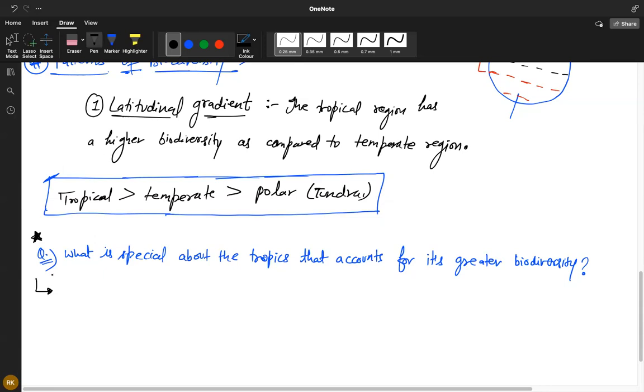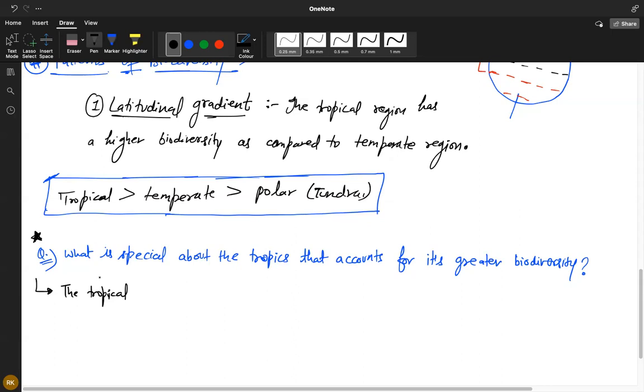The tropical region has remained... So let me explain this to you first. So what ecologists and evolutionary biologists have concluded on the basis of these studies, the previous organisms, the fossil records also, is that biodiversity is a result of speciation, right?